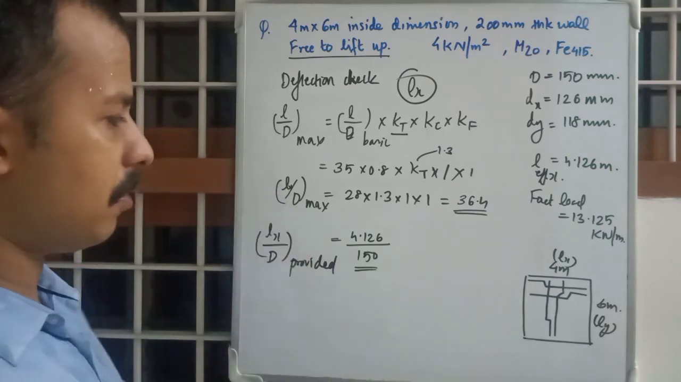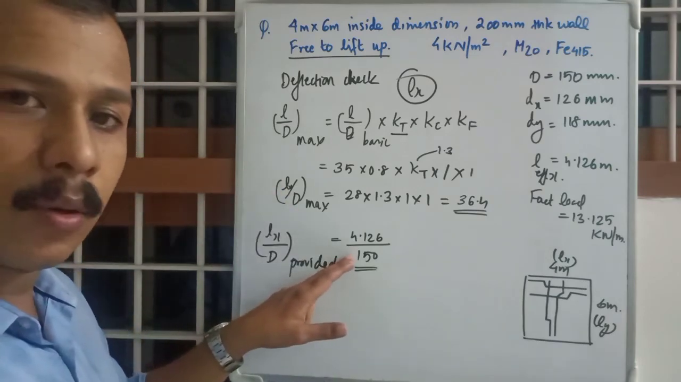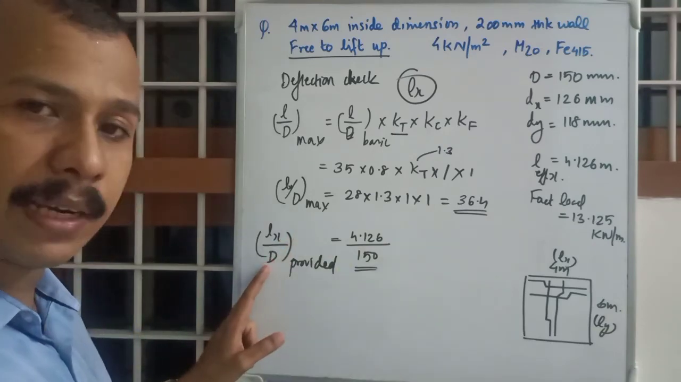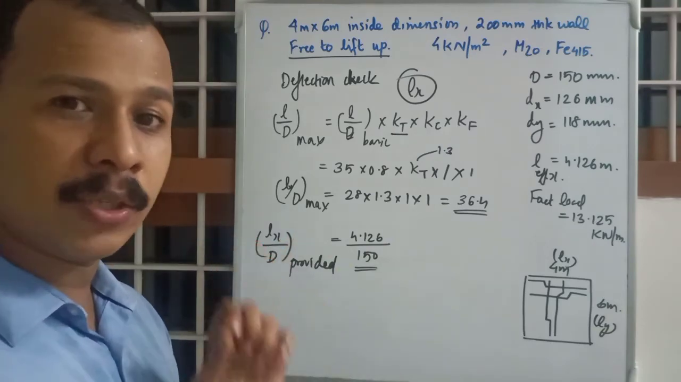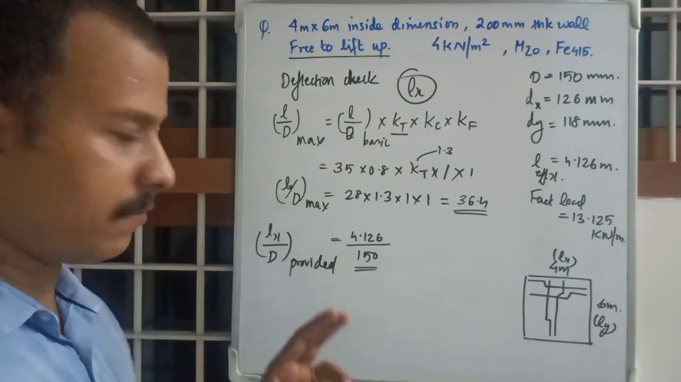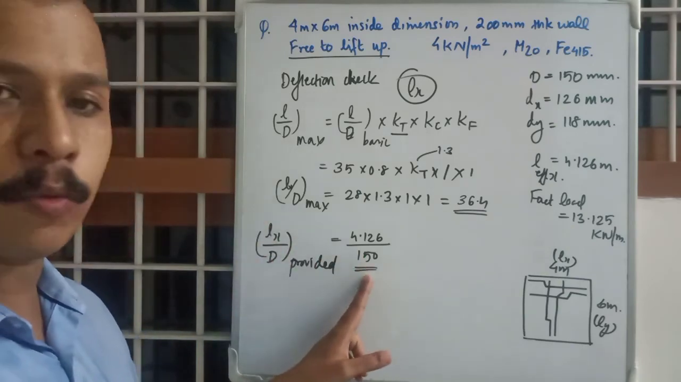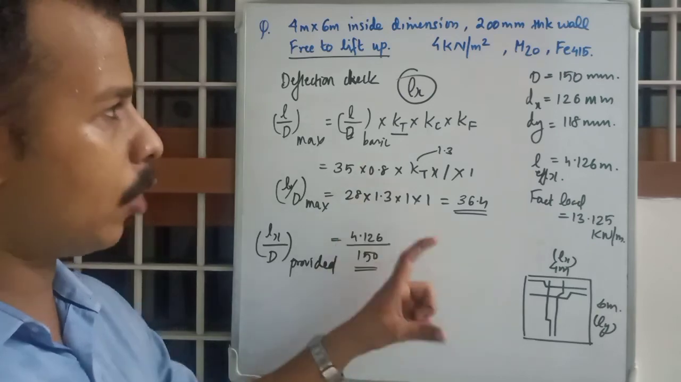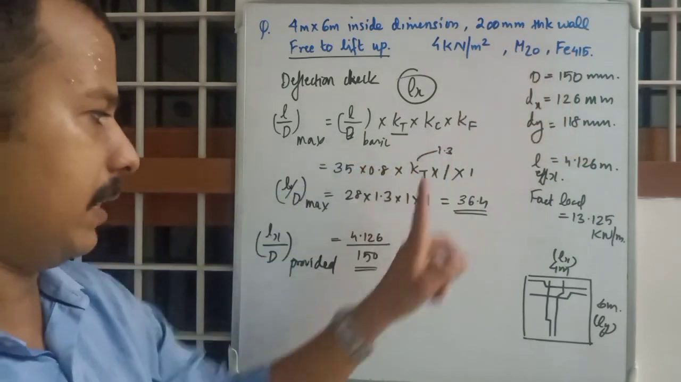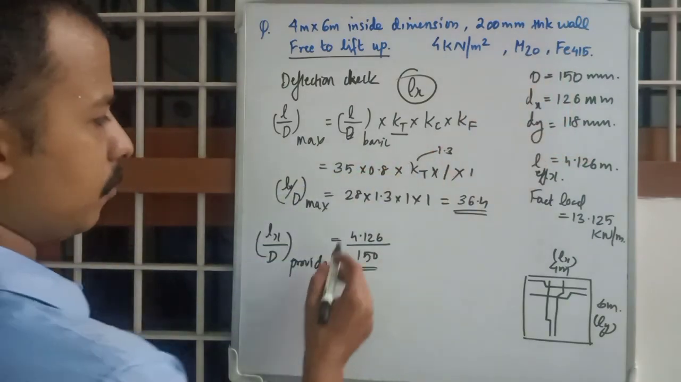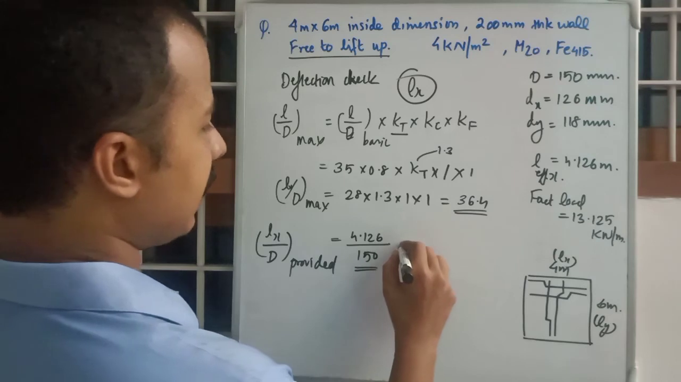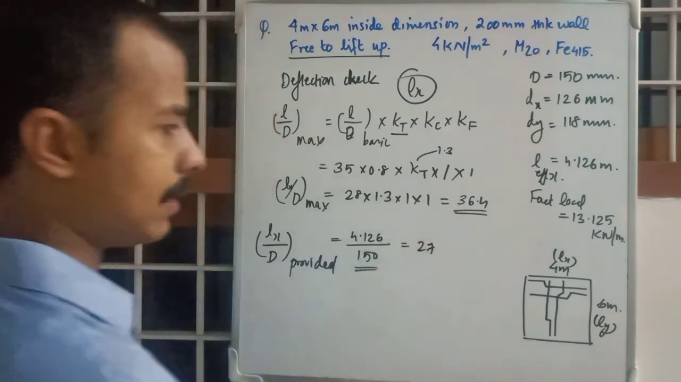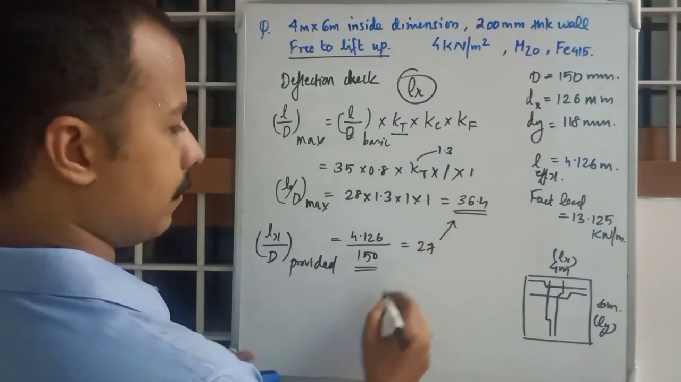Remember, in the first step we had calculated and got this capital D as 142 or something. Okay, with slight difference. Then we approximated that value to 150, right? So we need to use the value that we are now providing, that is 150 in the denominator. Okay, so 4.126 divided by 150, that will give you around 27. So that is okay.